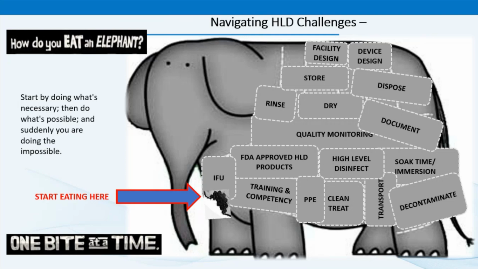Training and competency. Staff responsible for HLD must maintain the technical skills necessary to process devices that are safe for patient use. Competency should be performed on all the types of devices that staff member is authorized to reprocess upon hire, annually, and when something changes, and document this. Personal protective equipment. PPE is worn to protect the user. It must be worn during that point of use cleaning, decontamination, transport, and handling of chemical disinfectants. Clean and treat medical devices at point of use to make further reprocessing and decontamination easier. This is a critical step.